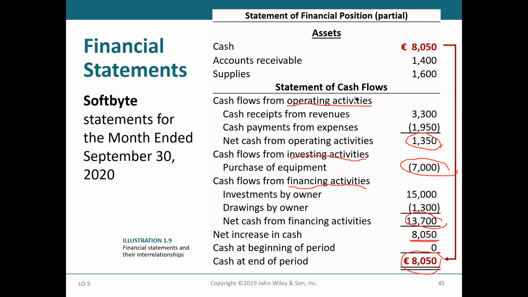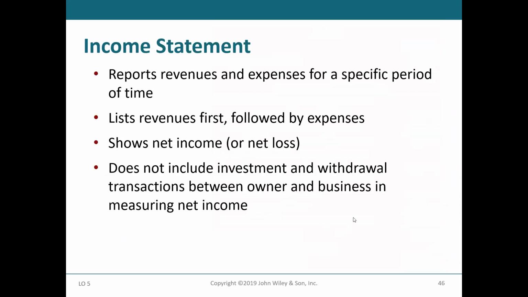So don't worry too much about the statement of cash flows because we're going to learn more about that in chapter 17 when we study accounting principles 2. So remember again, the income statement shows the revenue and expenses for a period of time. A period of time means it goes from a specific day until another day. For example, from January 1 to December 31, 2020. This is called a period of time, or from January 1 to June 30.